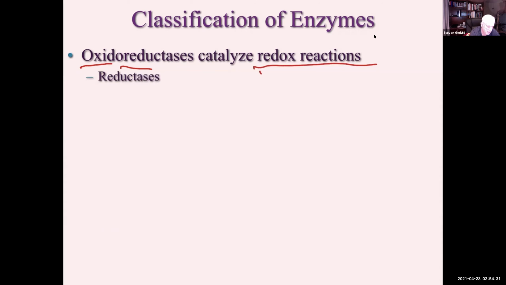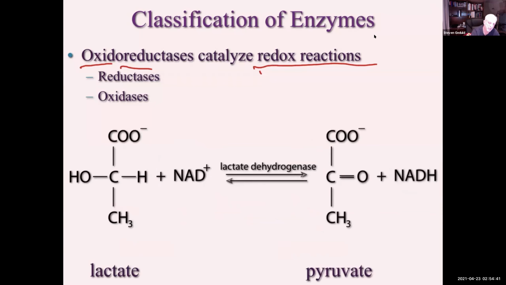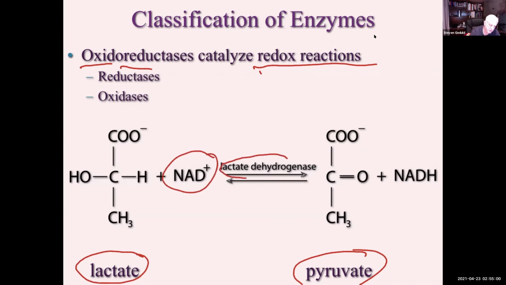Okay, reductases and oxidases. Reductases catalyze reduction reactions. Oxidases catalyze oxidation reactions. Okay, so lactate goes to pyruvate. It's part of the cycle we're going to use to break down glucose to form ATP in the body. So you take lactate, which is lactic acid that's produced in the body, plus what's called NAD plus. Okay, and we use lactate dehydrogenase to convert that into pyruvate and NADH.